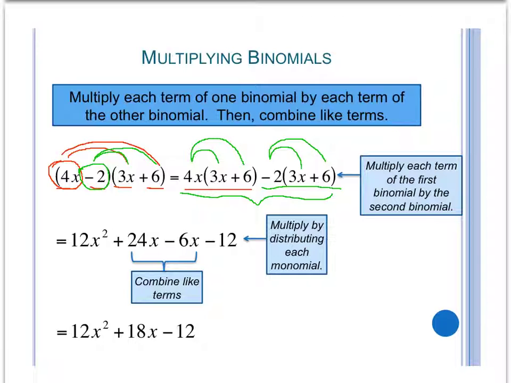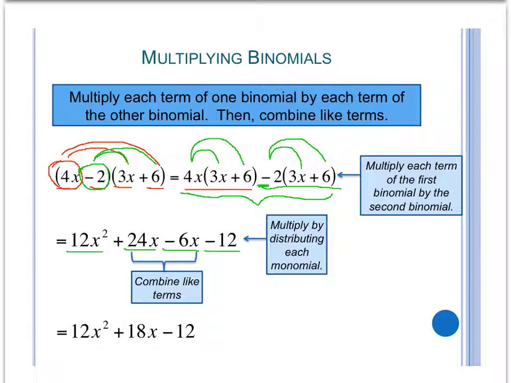And so if we distribute the 4x times 3x, we end up with 12x squared. And then 4x times 6 gives us 24x. And then moving over into the second one, we have a -2 times 3x, which gives us this -6x. And then the -2 times 6 gives us a -12.